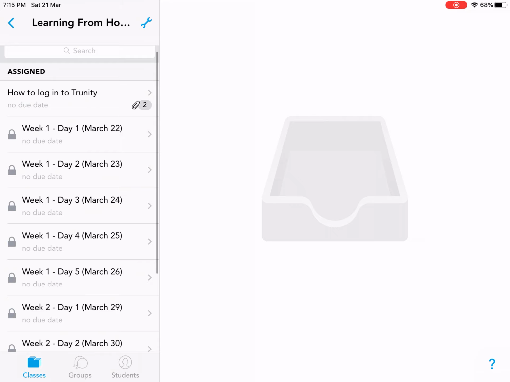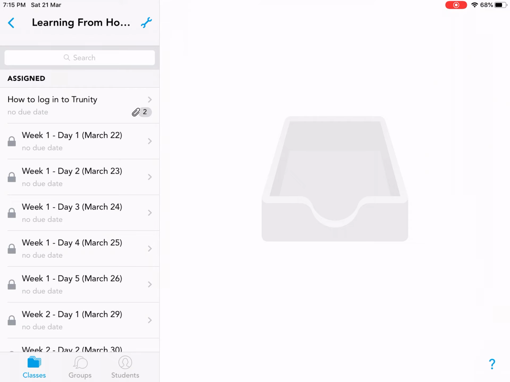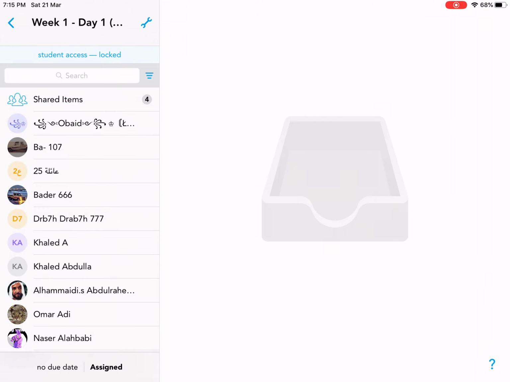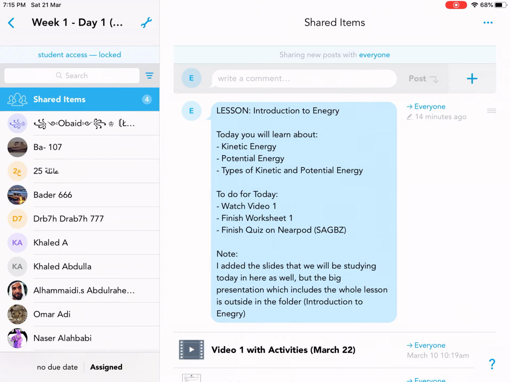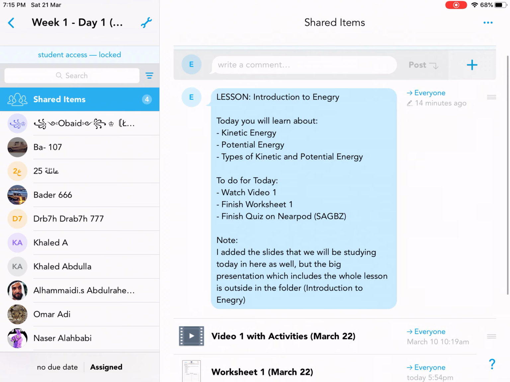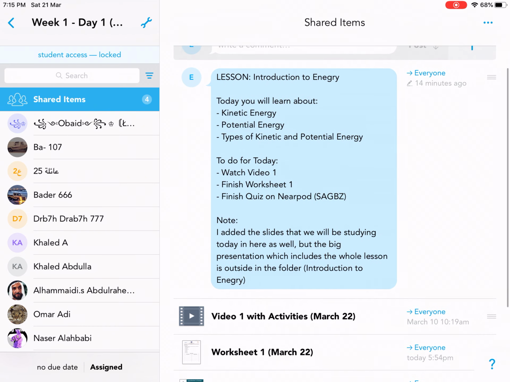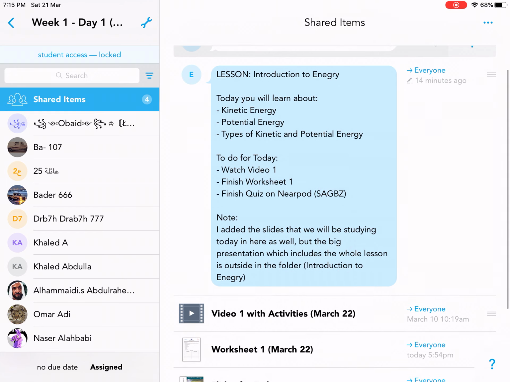I will unlock each day in the morning, and you have to submit the things by 8 p.m. So at 8 at night you're going to have to submit whatever I ask you to do that day. The lesson we're going to be taking is Introduction to Energy. Each day I will have this blue thing here for you, which has what you're going to be learning today and what I need you to do.